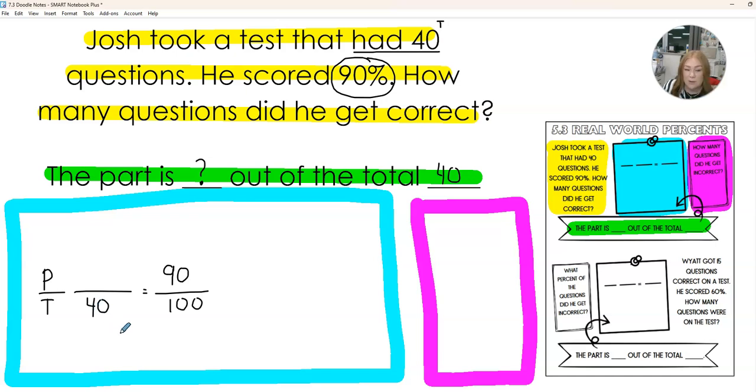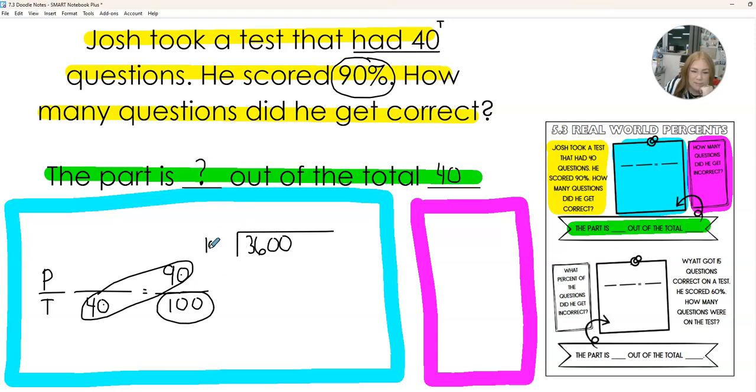So now I don't know how to perfectly get from 40 to 100, right? 40, 80, 120. So instead, I'm going to crisscross multiply. 4 times 9 is 36 with 2 zeros, so we're going to add those on. And then we have this 100 over here. We're going to divide by 100. So we need something above the 3, 6, 0, 0.